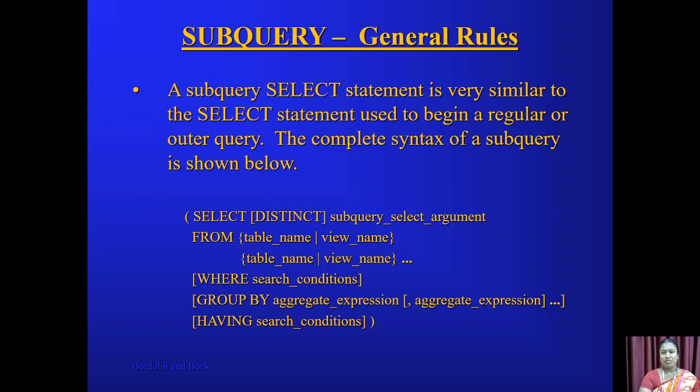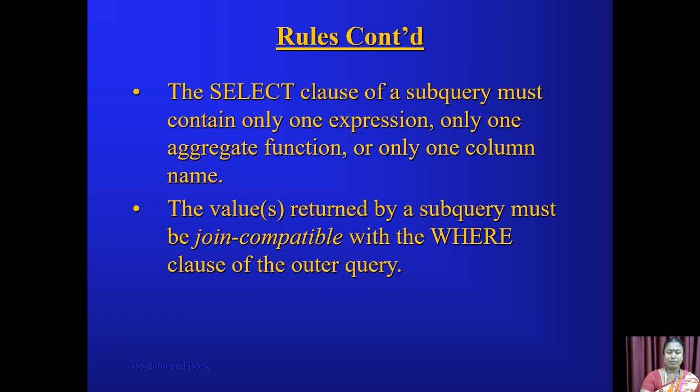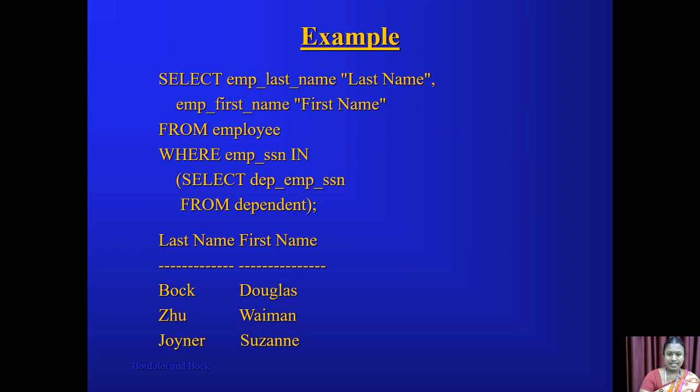The subquery rules. What are the rules? The select statement is very similar to the select statement used to begin a regular or outer query. This is the syntax for a subquery: select distinct subquery select_argument from table where, and after that you can use group by and having as well. The select clause of your subquery must contain only one expression, only one aggregate function, or only one column name. The values returned by a subquery must be join compatible with the where clause of any outer query.